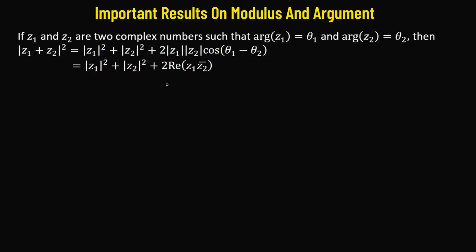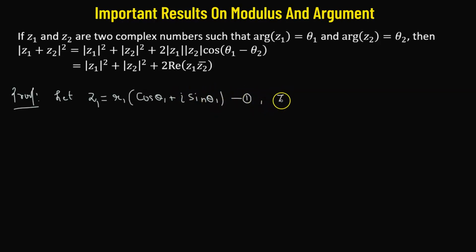So what we'll do, we will begin by considering our given complex numbers in polar form. That means we will consider our complex number z1 to be equal to r1 times cosine of theta 1 plus iota times sine of theta 1. We're going to label this as equation number 1. Then our second complex number z2 will be equal to r2 times cosine of theta 2 plus iota times sine theta 2. We're going to label this as number 2.